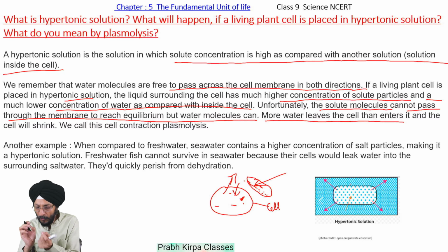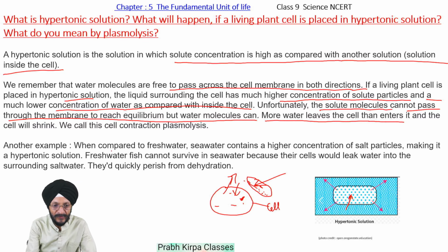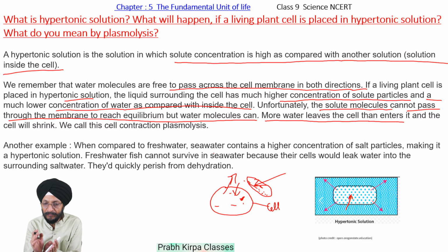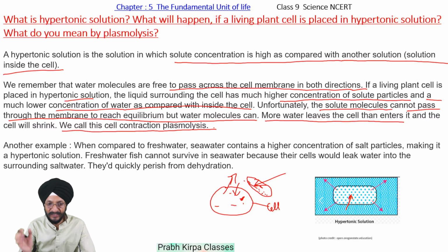However, only a small amount of water will also enter inside. You can see here there is an arrow inside. So ultimately, as more water is going outside the cell and only a small amount of water is coming inside the cell, the cell will shrink. We call this cell contraction plasmolysis.